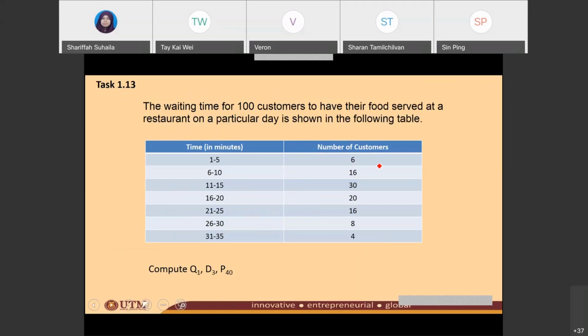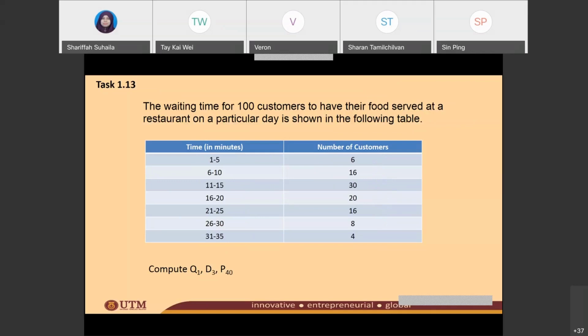I refer to your module 5. You have 13, 31, ditambah 1, 19, 8. Betul ke? Oh, ini saya ikut buku lama. Betul lah. So you have 100 customers. Okay, same with this. Now you compute Q1, D3, and P40.